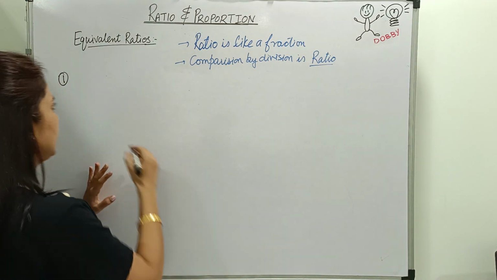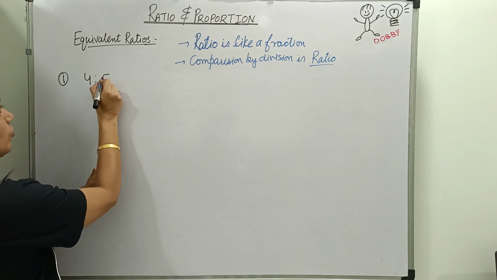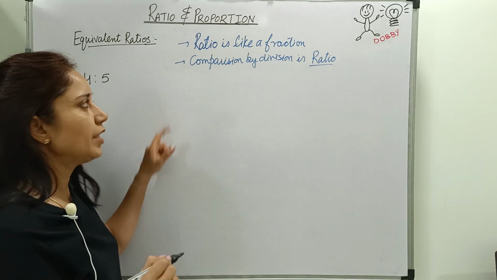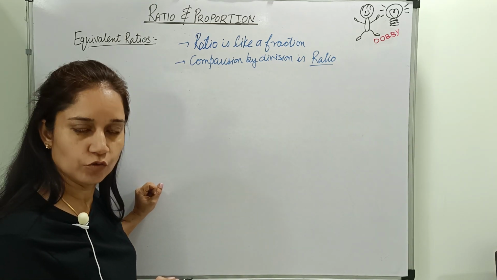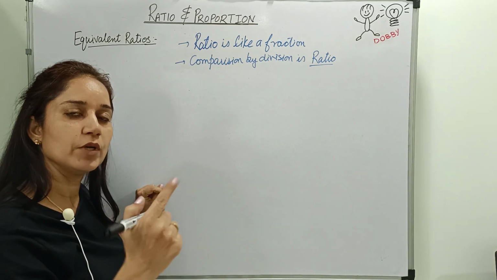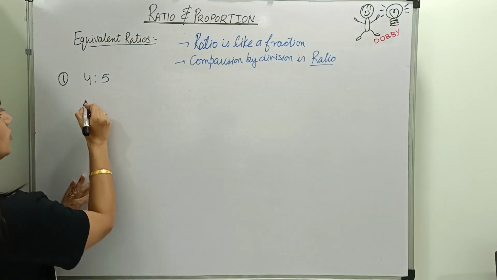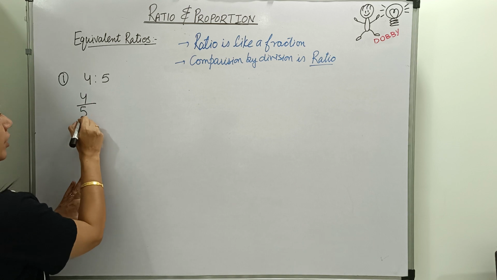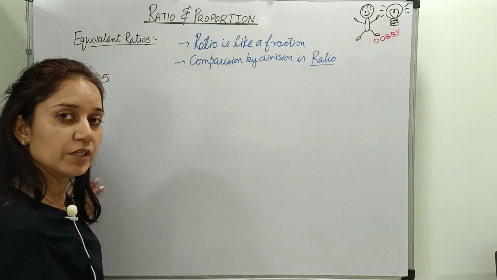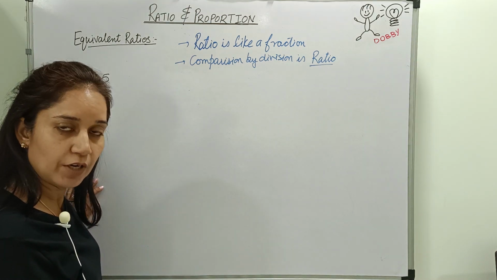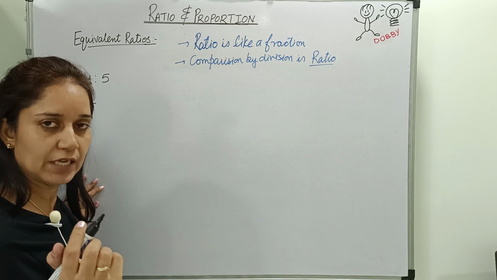Suppose you have a ratio 4:5. We have to find the equivalent ratios of 4:5. First step, write the ratio in fraction form. Let us find two equivalent ratios. We have written it in fraction form. Further, equivalent fractions, how are we doing it? Multiplying the numerator and denominator by the same number.